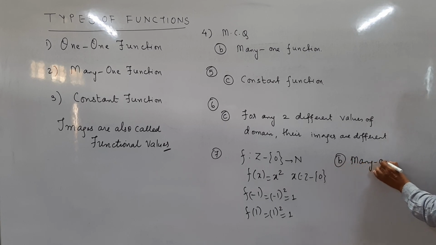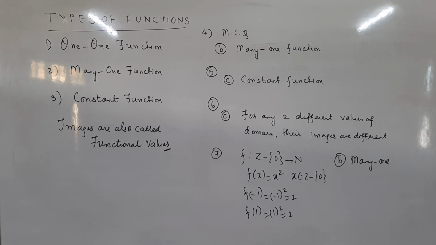The correct option is B, students, many-one. When for two distinct elements of domain, their images are same, then as per the definition, the function is many-one. So minus 1 and 1 are two different elements of domain and their images are same, which is 1. So such a function according to definition is many-one.